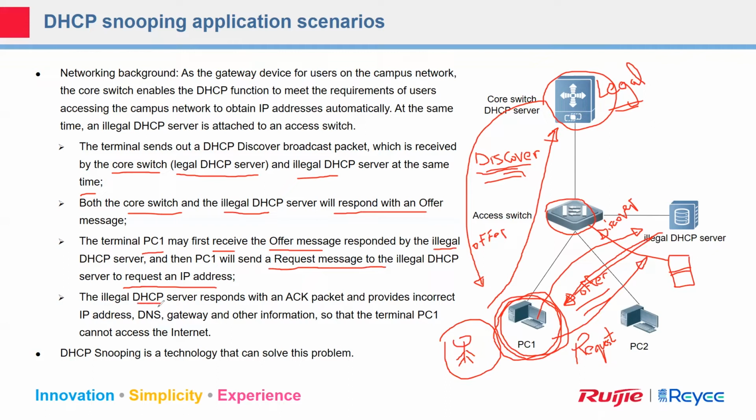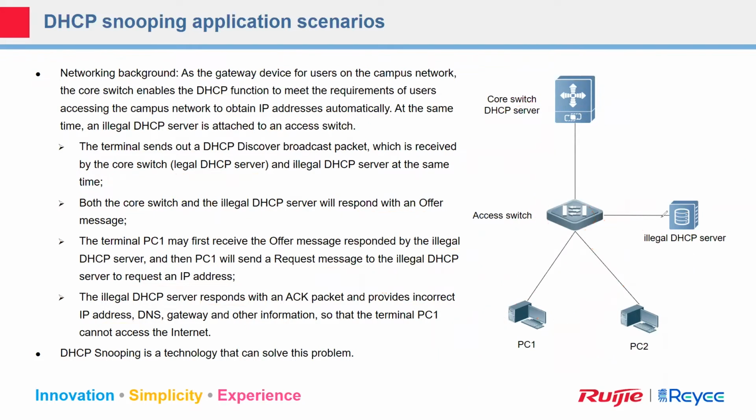So the illegal DHCP server responds with ACK, which means acknowledgement. I acknowledge that I have received your data and I'm ready to give you an IP address, and it provides an incorrect IP address, DNS, gateway, and other information. So the terminal, which is PC1, cannot access the internet. Maybe behind that server there is some illegal content. They will sneak your data. Maybe they will steal your data.